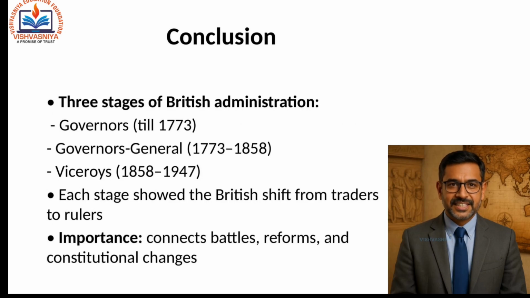So, students, the British administration in India evolved in three stages: governors of presidencies till 1773, governors general from 1773 to 1858, and viceroys of India from 1858 to 1947. Each stage reflected how the British power grew, from traders to rulers.